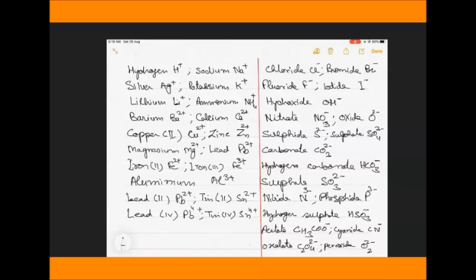Just correct it, nitride is N3- and phosphide is P3-. No, it's written correctly. Then hydrogen sulfite, it looks like sulfate but it is not sulfate students, it is sulfite. Hydrogen sulfite, it is HSO3-. Then acetate CH3COO-, cyanide CN-, oxalate C2O4 2-, peroxide O2 2-. So you must learn all these by heart if you want to write chemical formulae correctly.